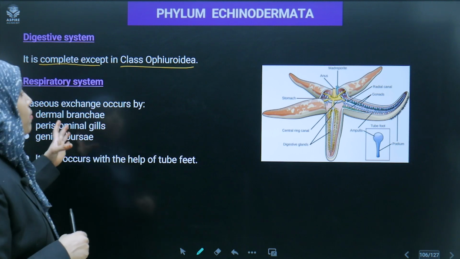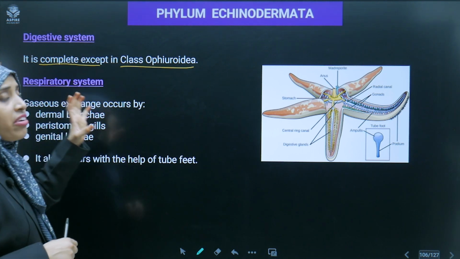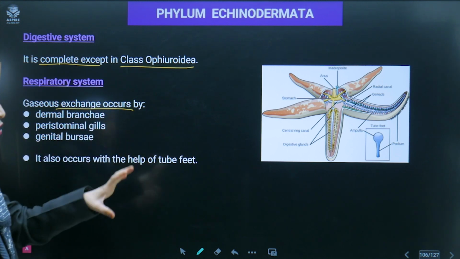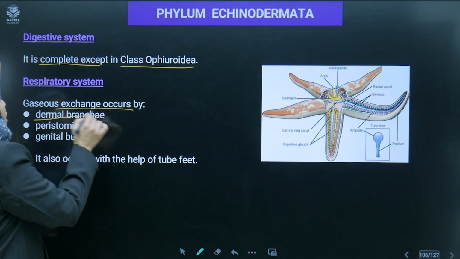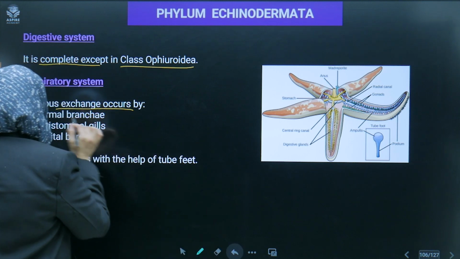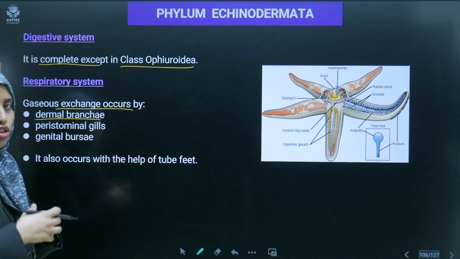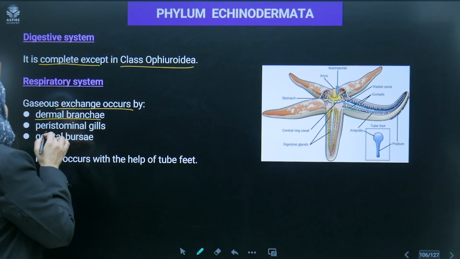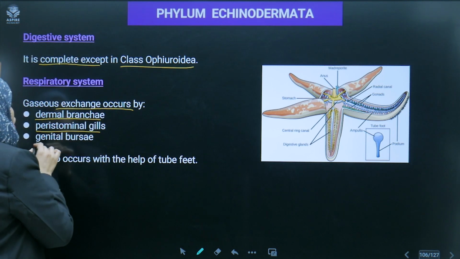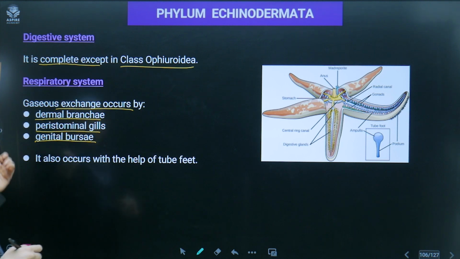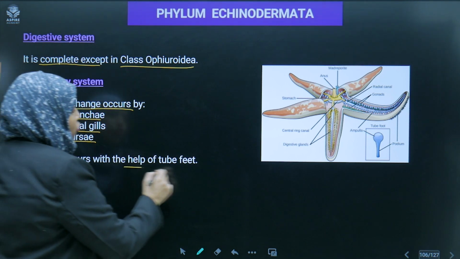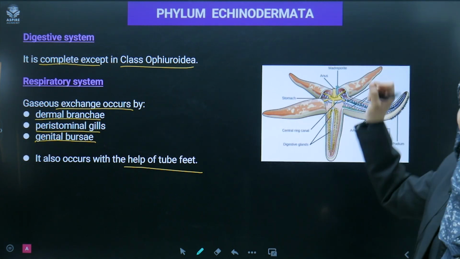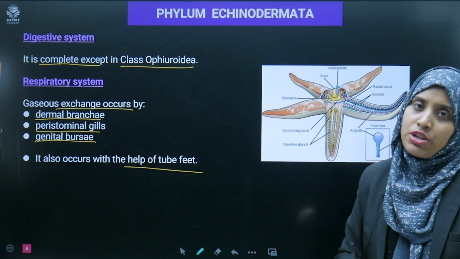Now when we are talking about the respiratory system, gaseous exchange occurs in the echinoderms, but how? Either by dermal branchiae, which means the branchiae present on the dermal region, or peristomial gills or genital bursae. It also occurs with the help of the tube feet. Tube feet, which are a characteristic feature of echinoderms, also help in respiration.